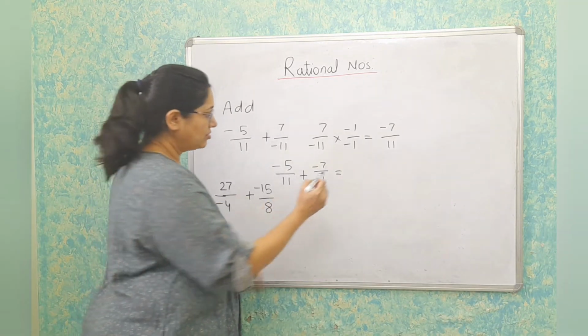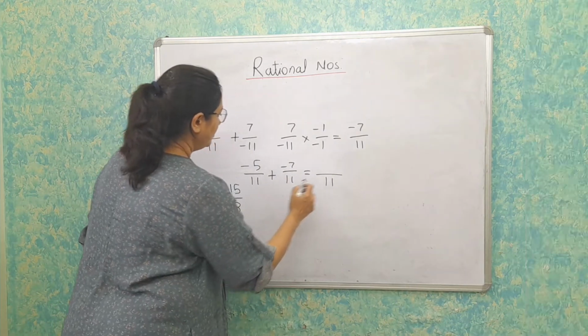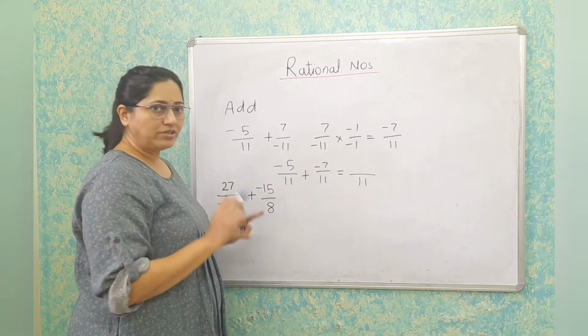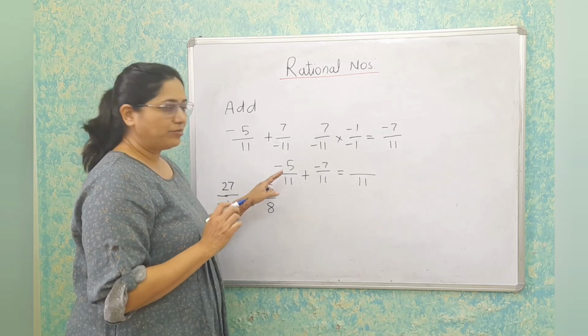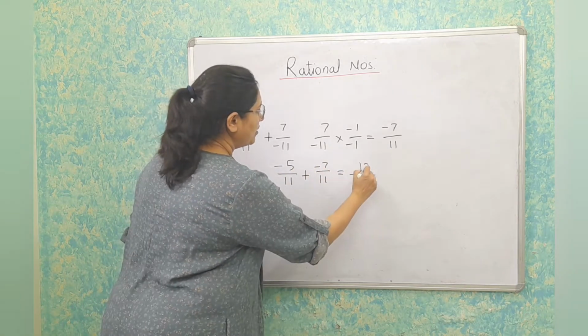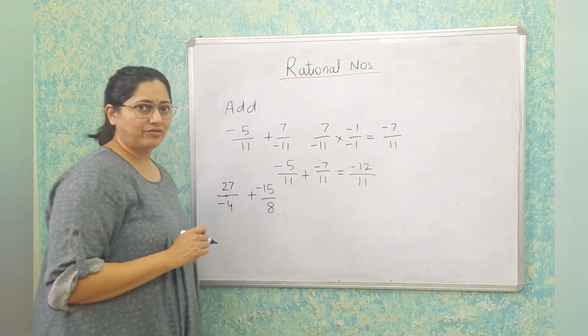Denominators are same, so I will simply write 11. And now we have to add these two negative integers. So we will do the addition part, but the sign would always be negative. So 5 plus 7 is 12, but the sign is negative.